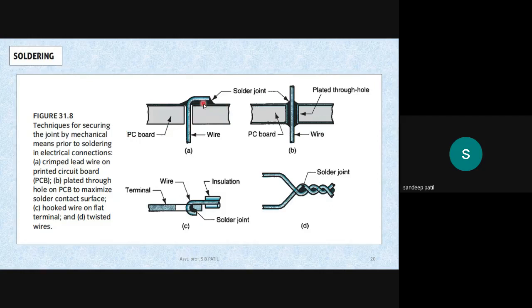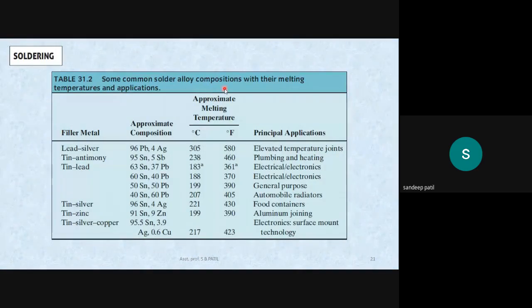PC board soldering process. On the PC board again, these are the soldering joints and different kinds of joints. Some common solder alloy compositions with their melting temperature and applications. That depends upon what kind of filler metal is used, and for which type of applications. So, let us say, for plumbing and heating applications, the filler metal required is tin antimony, whose approximate melting temperature is 238 degrees Celsius.